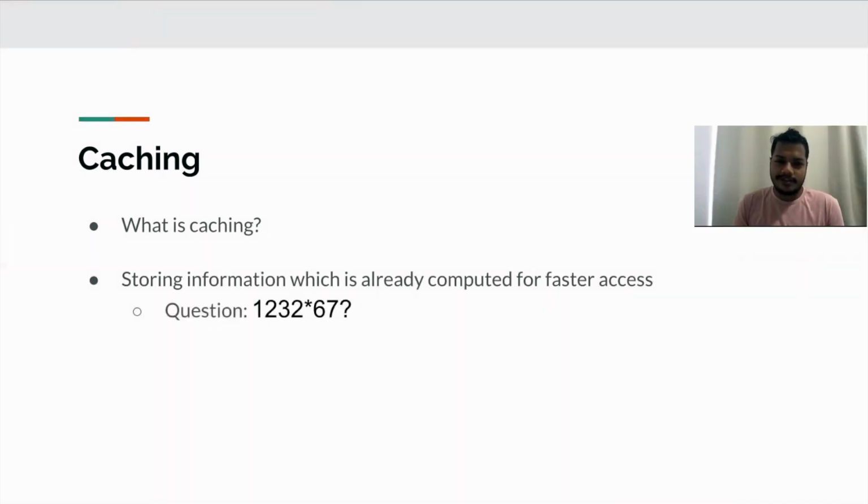Let me ask you a question. What is 1232 multiplied by 67? Take your time. It's 82544. Okay, let me ask you a question again. What is 1232 multiplied by 67? Yes, you know the answer. It's 82544. And why do you know the answer? Because you have stored it in your brain and it is something that you have already pre-computed.